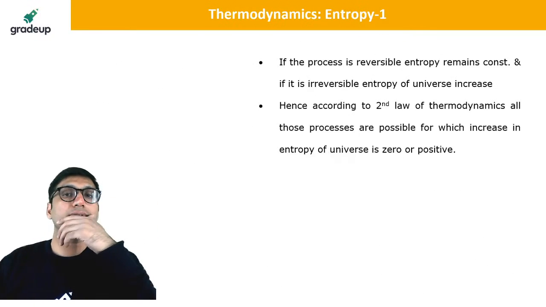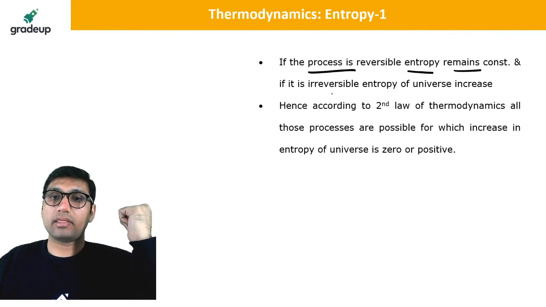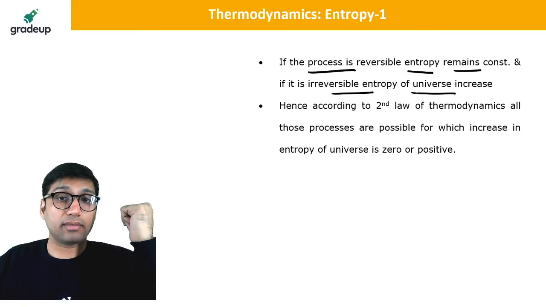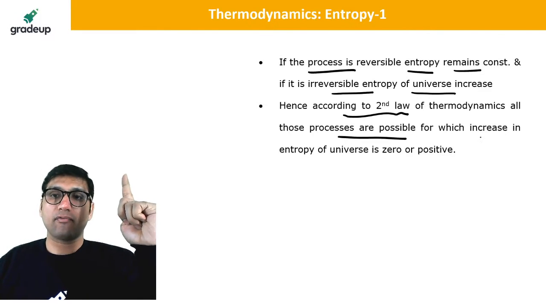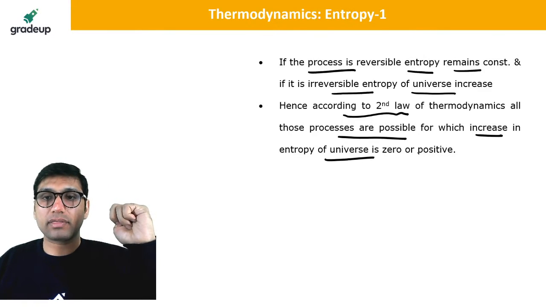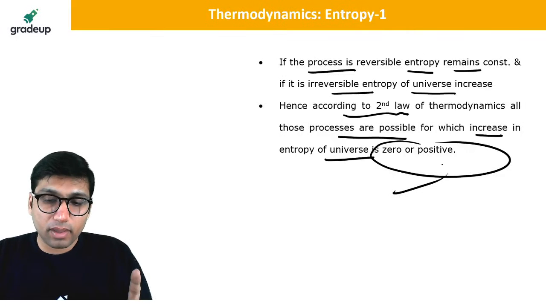Now my dear students, this is very important. If the process is reversible, entropy remains constant. If it is irreversible, the entropy of the universe will increase. Hence, according to the second law of thermodynamics, all those processes are possible for which the increase in the entropy of the universe is either zero or positive. Okay, this is a very important conclusion.